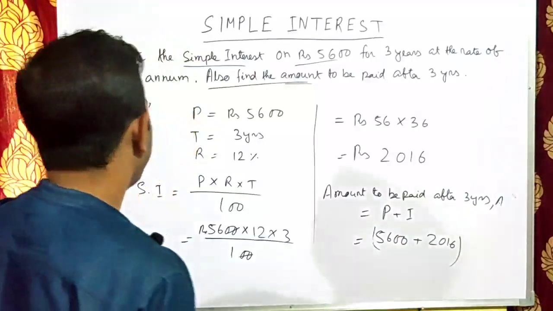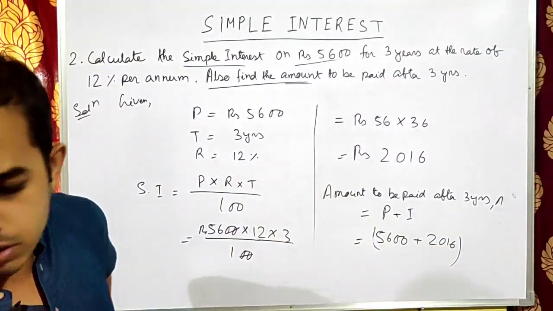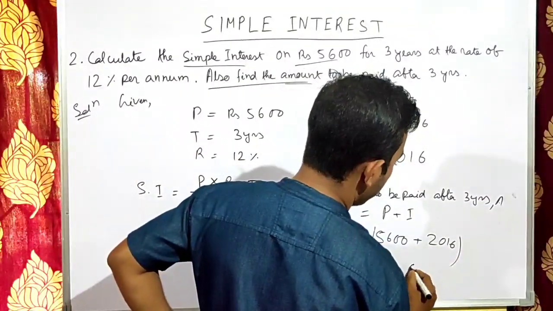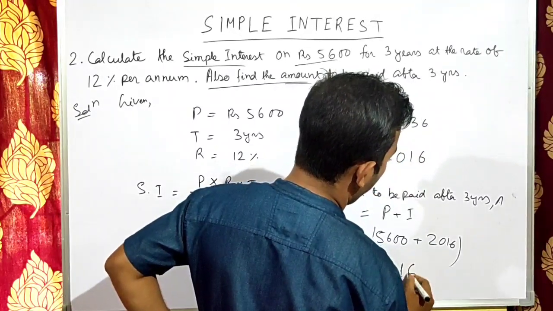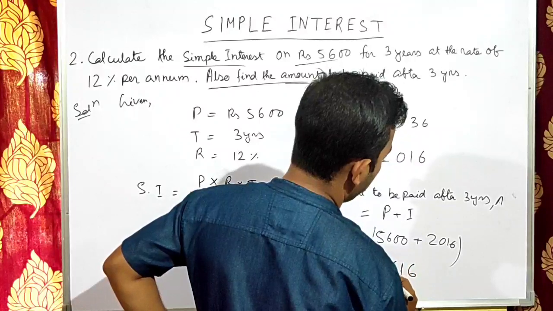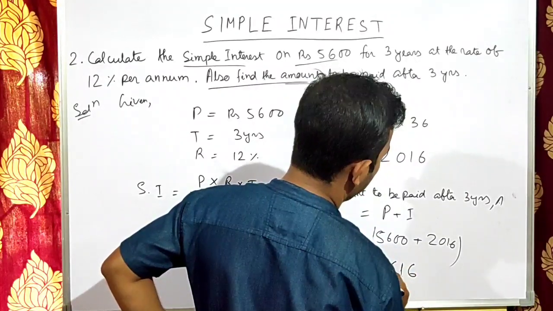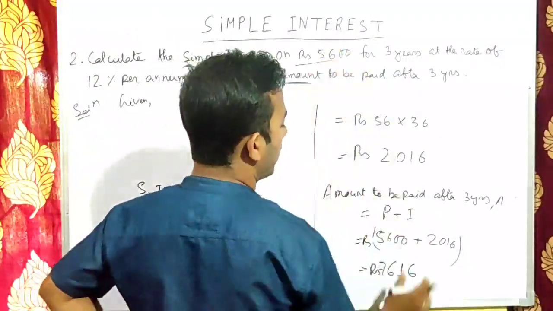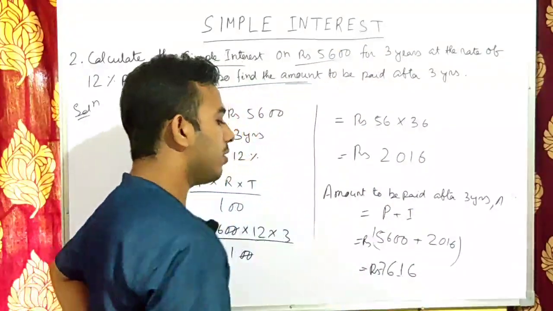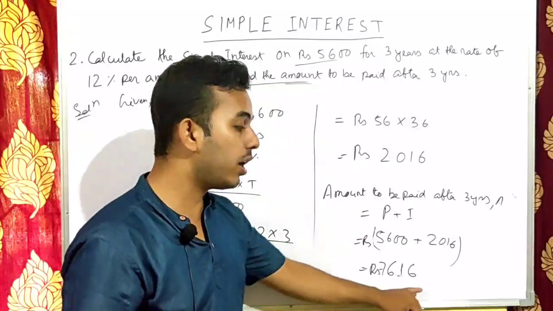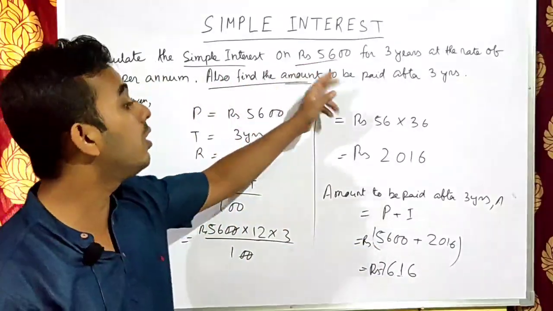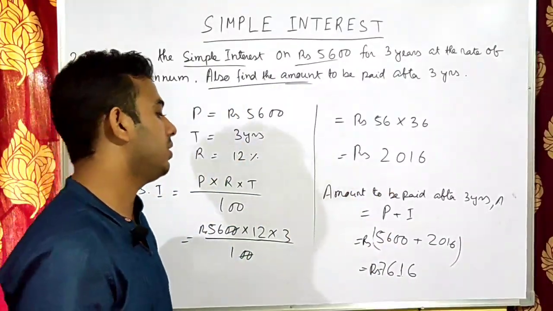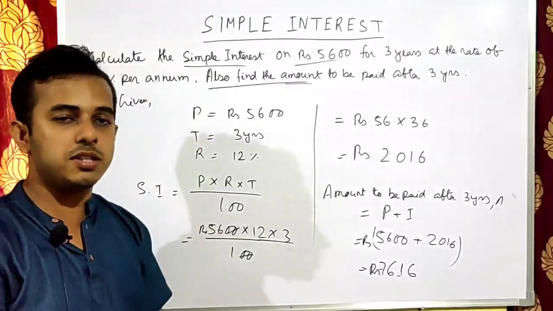Did I make any mistake? Question is 56. Yes. Now if I add, 6 plus 0, 6, 1 plus 0, 1, 6 plus 0, 6, 5 plus 2, 7. So the amount that person has to return after 3 years is 7,616. Okay, still, simple interest is better than compound interest.